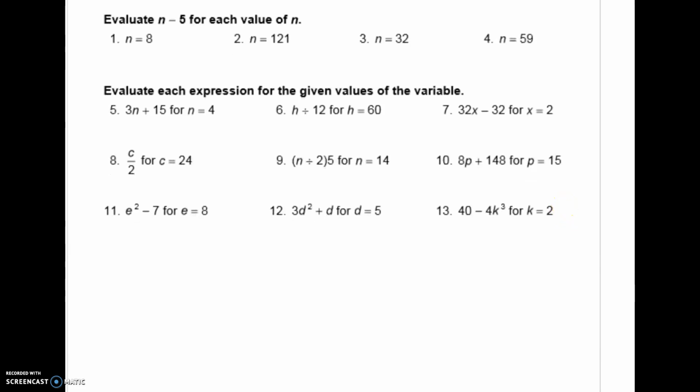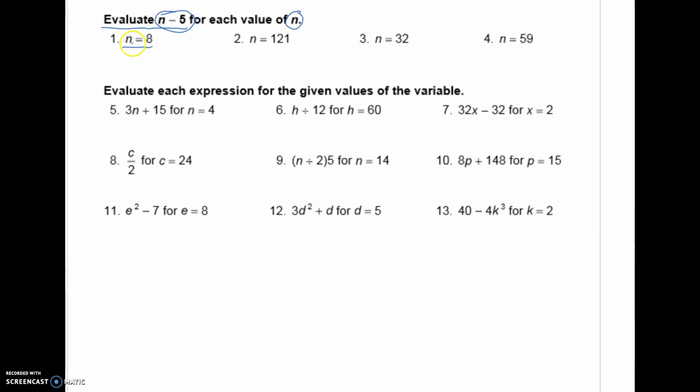So really, this just gets us used to using letters, using variables at the same time with numbers. All right, so this first set here, it says evaluate n minus 5, and then in each of these problems, it tells us what n is going to be. To evaluate simply means to solve, okay? So n minus 5 right here is our expression, our algebraic expression we're using for numbers 1 through 4. So for the first one, n equals 8.